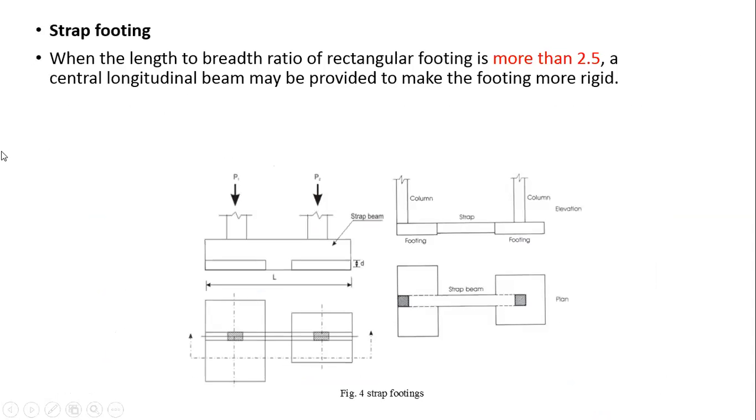Now, what is the strap footing? These are the strap footings. This is one column footing here, one column footing here. I have to provide a beam like this. We have a deeper beam that is called your strap beam.